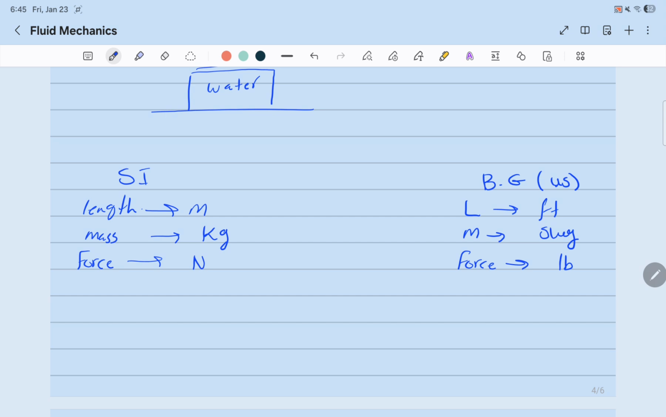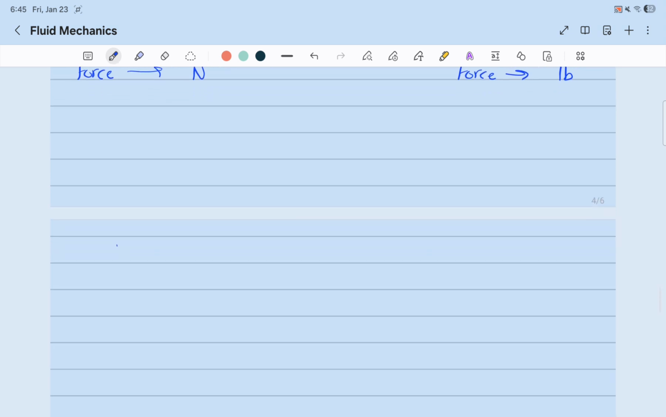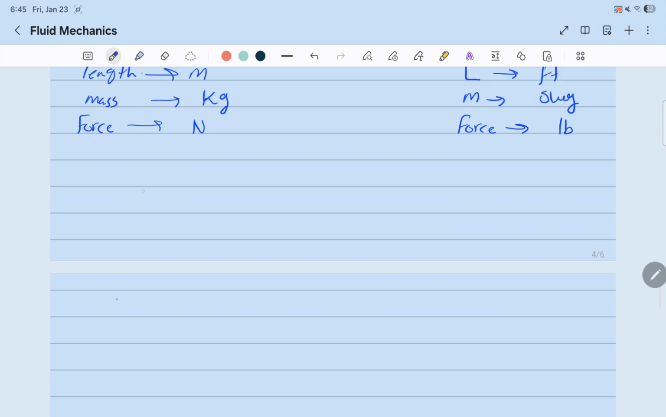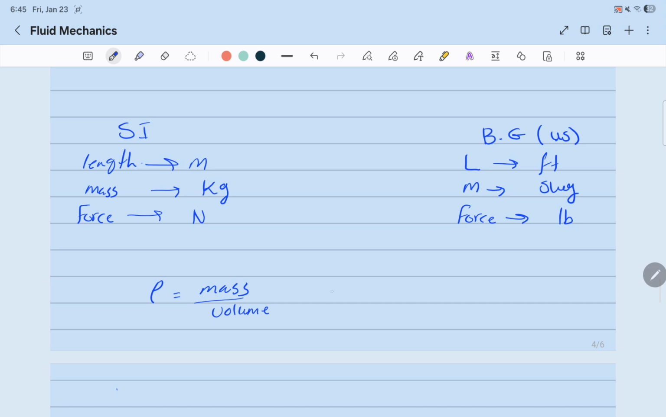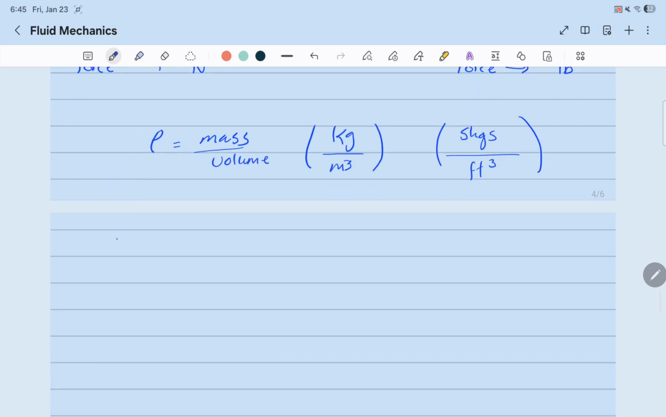There's also important properties you need to know for this course. One of these properties is density, which is basically how much mass is in a unit volume, which is mass over volume. With SI units, that will have units of kg per meter cubed, whereas for imperial it'll be slugs per cubic feet.